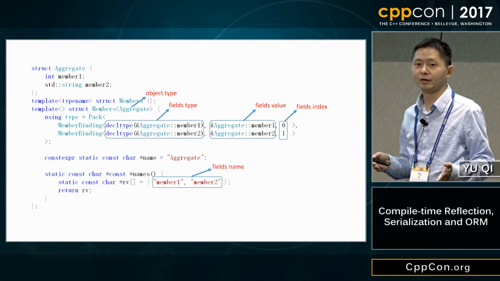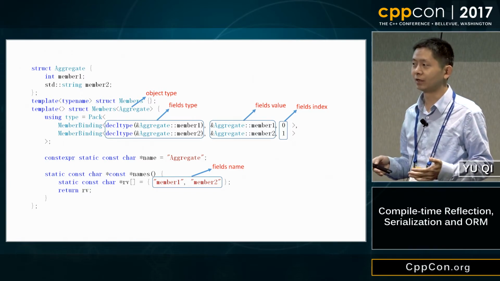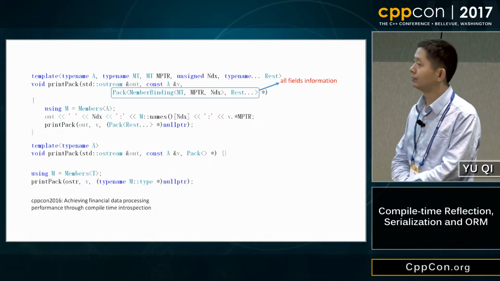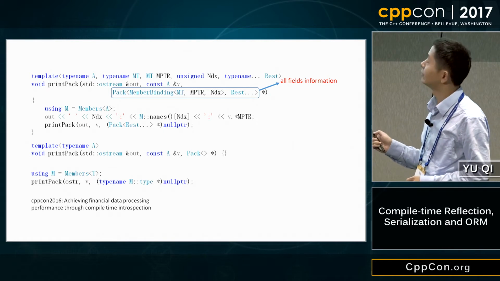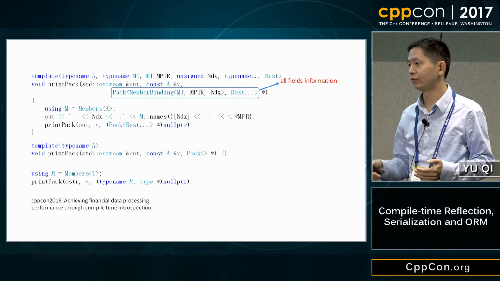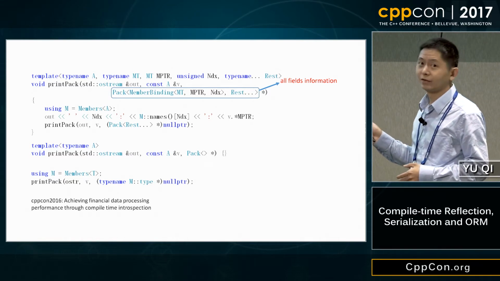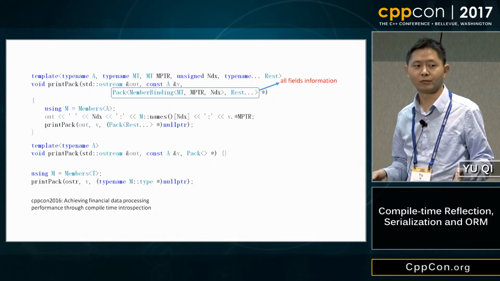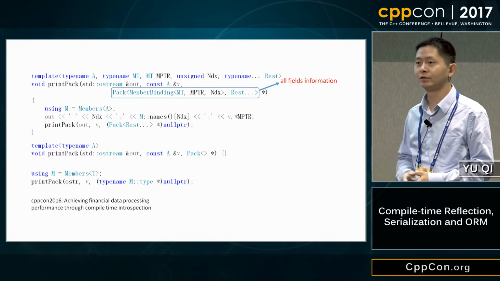Now we have finished the definition of metadata of aggregate, and then we can use the metadata to get the internal information. Here we can print the object fields by metadata. Yeah, because we have packed all the fields in a variadic template class, so we can recurse the pack, and we can get the name by index and the field value. So we can reflect the object aggregate, and this idea is from last year's CppCon.